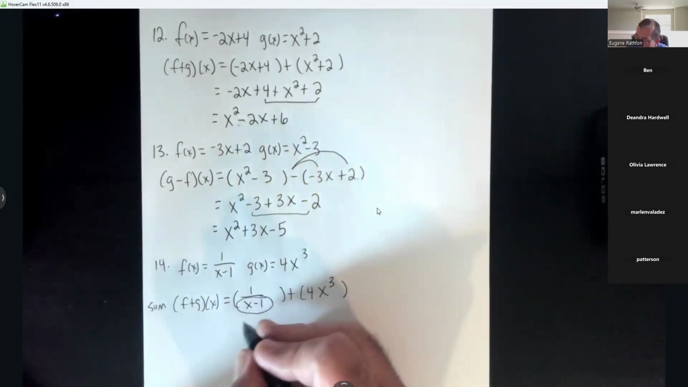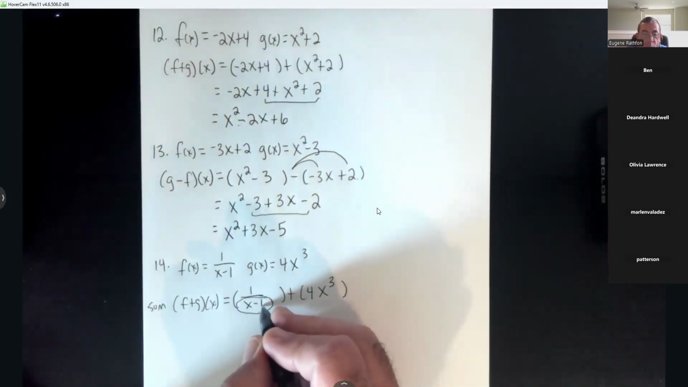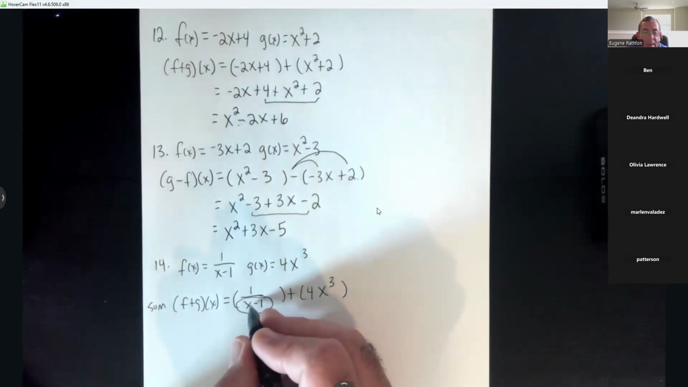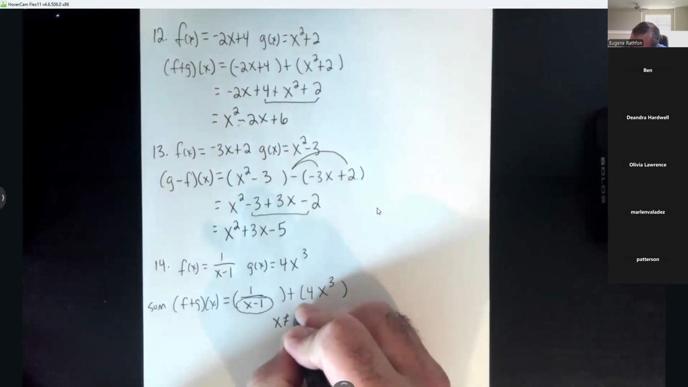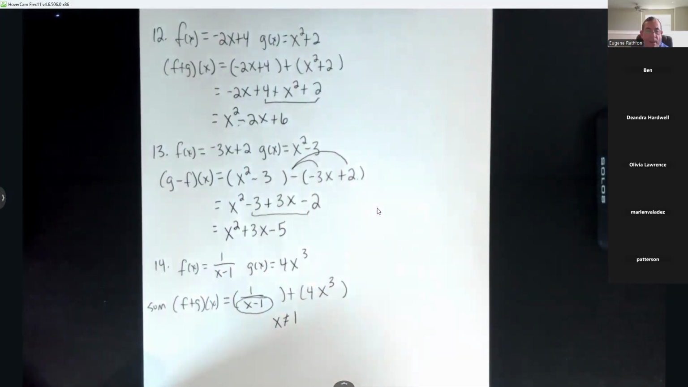And good job, that'd be a 1, right? If I put a 1 in there, 1 minus 1 is 0. 1 divided by 0 is undefined. So we know x cannot equal 1. And y'all, that's the only number that I cannot put in here. Any other number I can put in there and then add and be done with this. So x cannot equal 1.